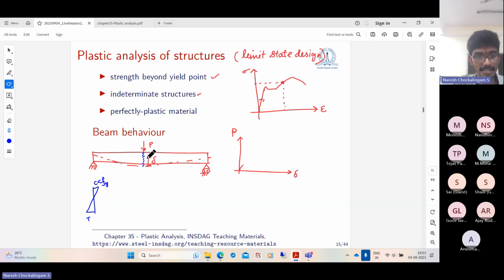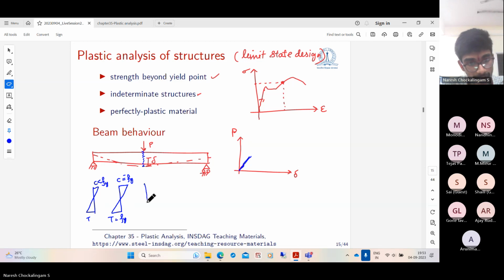So when the stress is less than the yield stress, less than the proportional limit, the response is linear. It is just proportional. As you increase the load further, the stress gradually reaches the yield stress. So here the compression will be equal to minus Fy, tension will be equal to Fy, the yield stress. At some point, the stress in the extreme fibers of the beam will be equal to the yield stress. Beyond that, what will happen?